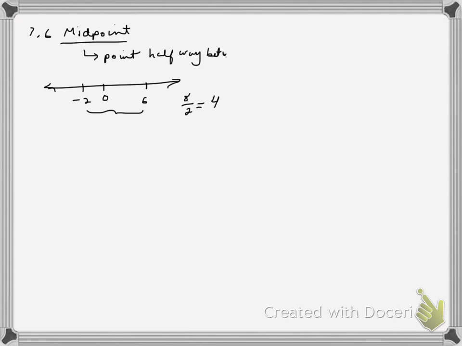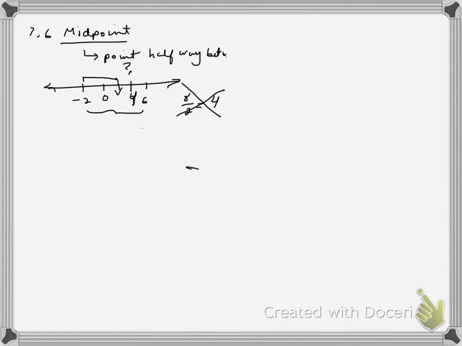Now, if I did that, I'm going to get 4, and is 4 halfway between -2 and 6? No. Okay, so that's kind of weird, isn't it? But what it really meant, if I were doing it that way, is I'd start here and go up 4. Okay, so that is not the way to do it.